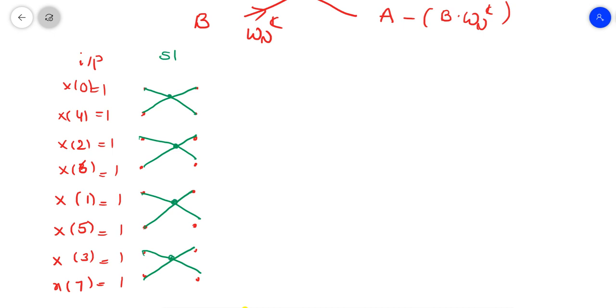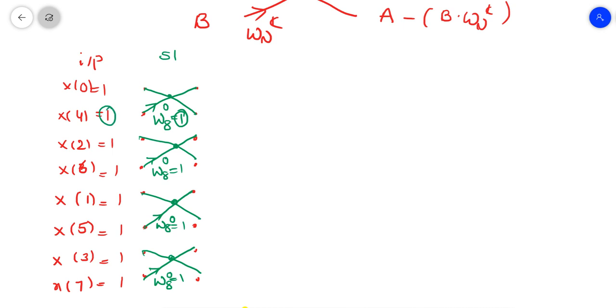In stage 1, what is the twiddle factor? The twiddle factor is W8 to the power of 0, for every butterfly. What is the value of W8 to the power of 0? Its value is equal to 1. Now, according to the butterfly diagram, this 1 is multiplied with this 1.